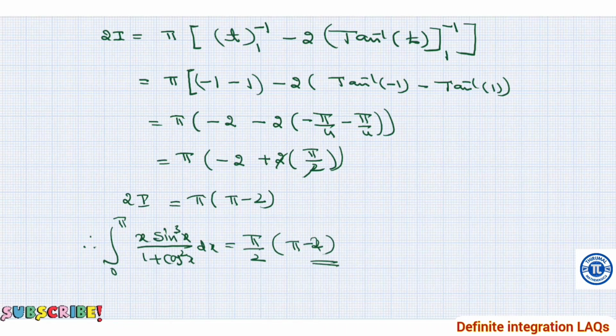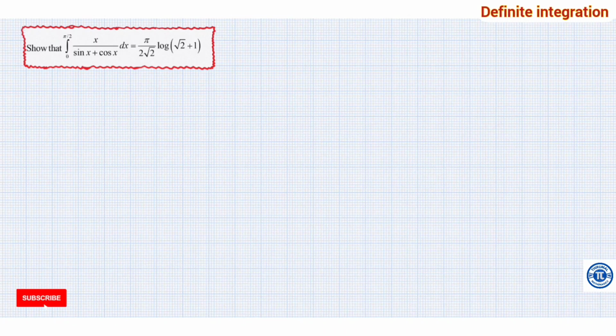Answer. Definite integration LAQ: show that the integral from 0 to pi by 2 of x by (sin x plus cos x) dx is equal to pi by (2 root 2) log of (root 2 plus 1). Now start the solution. First, let I equal integration 0 to pi by 2 of x by (sin x plus cos x) dx.